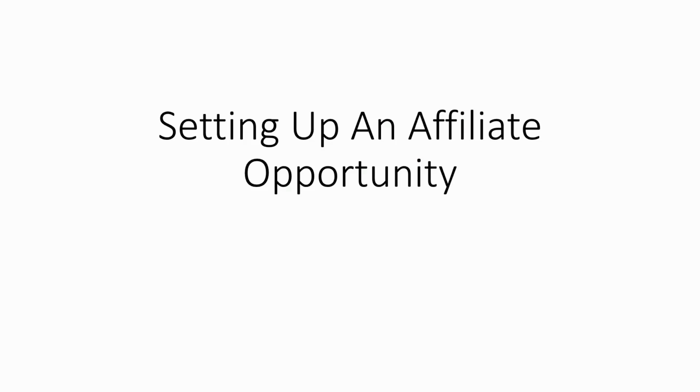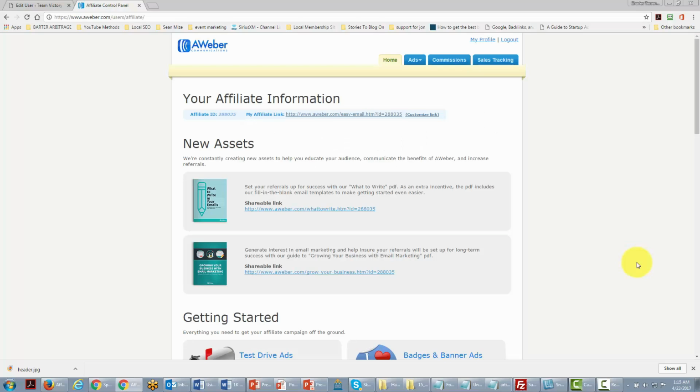Welcome back. Now in this video, we are going to be discussing setting up an affiliate opportunity. You are now looking at the affiliate area for Aweber, an autoresponder company. And the reason that we've come to Aweber is because they have several different kinds of ads for their affiliate program. And one of the things that you will notice if you go into the ads area is that they have video ads, they have badges and banner ads.